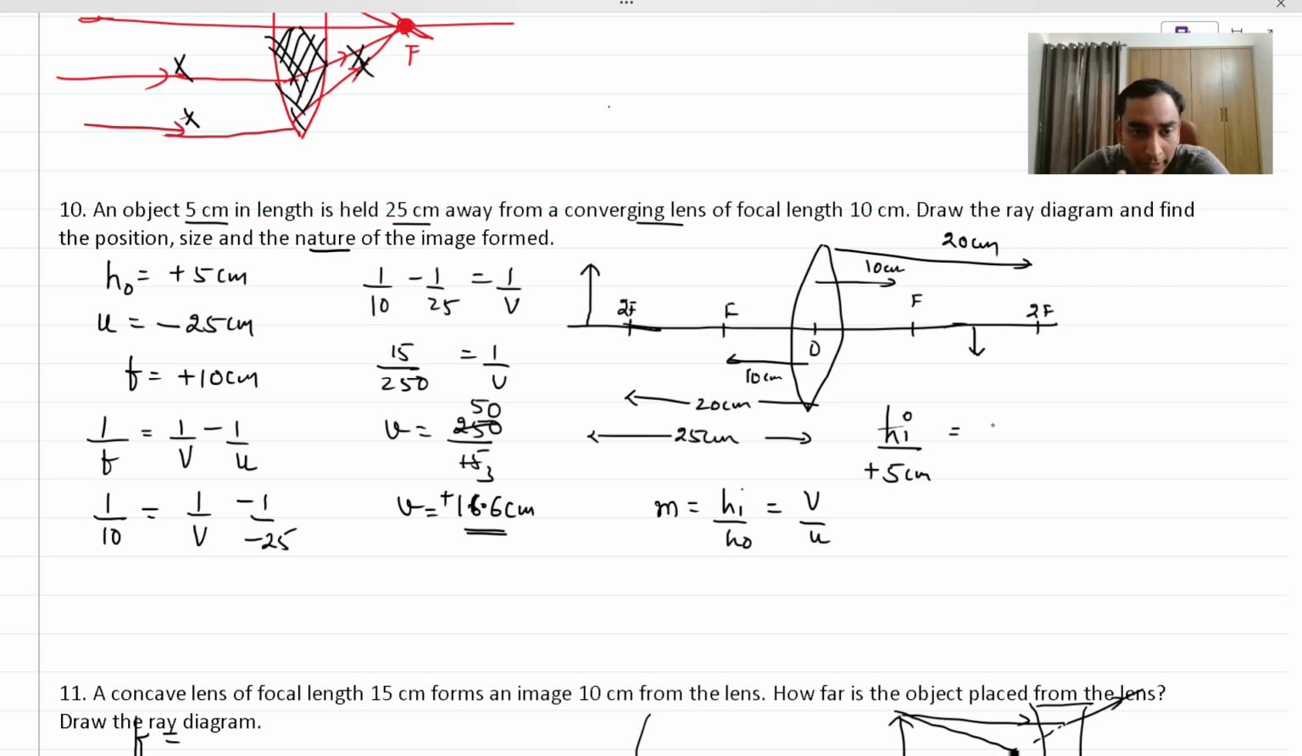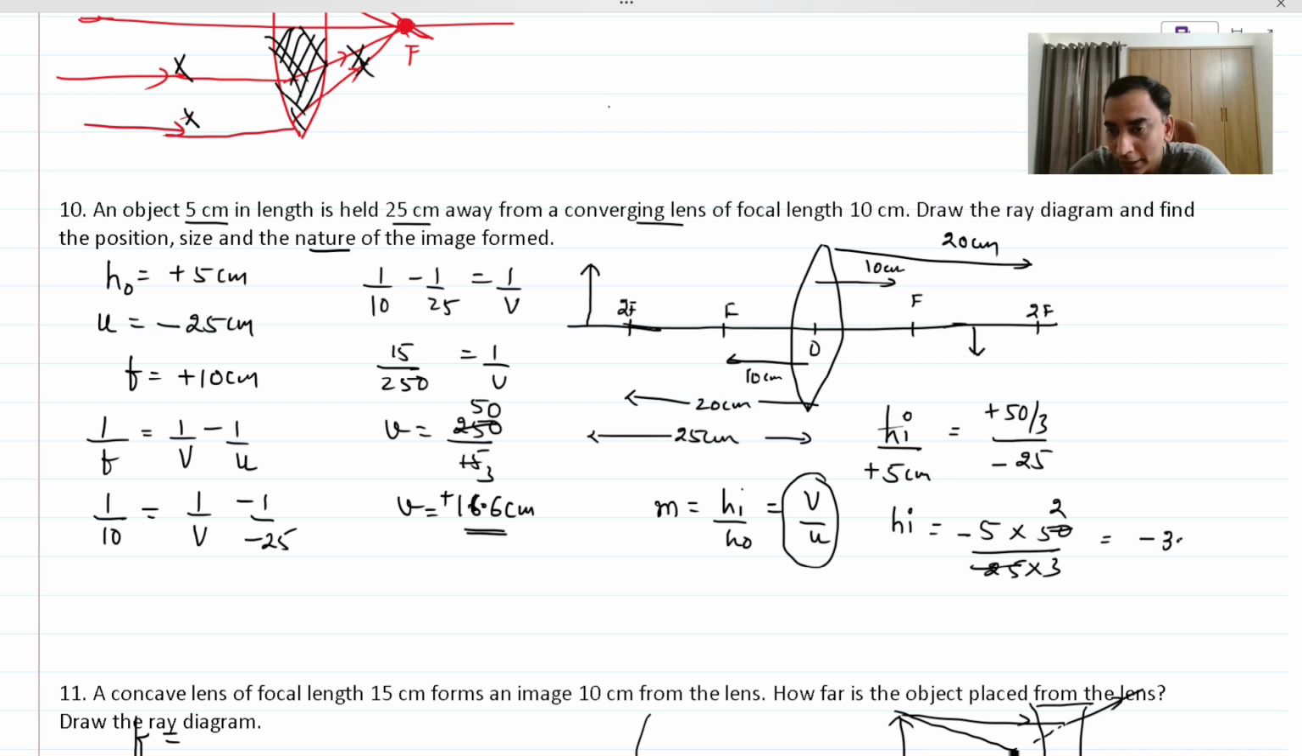Now V I am going to take positive because the V was positive in the case over here. I am going to take 50 by 3 so that it can be cancelled easily. U is negative. You need to use sign convention very carefully here, right? So minus 25. So Hi is equal to 5 multiplied by 50 divided by 25. Minus sign comes up into 3. 5 2s are 10 divided by 3. So the answer is minus 3.33 centimeters. That is the answer to the problem, the height of the image.